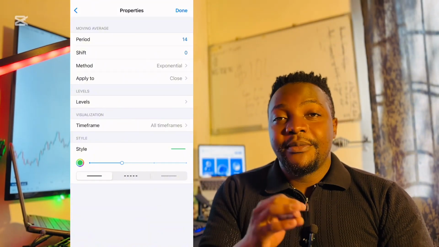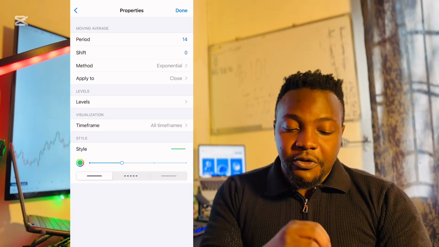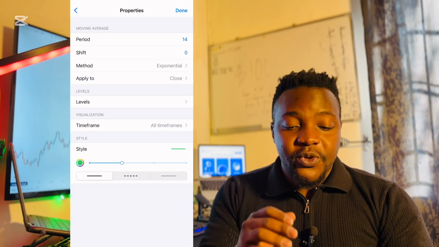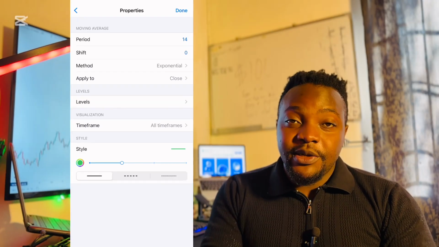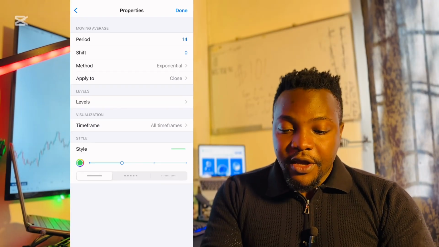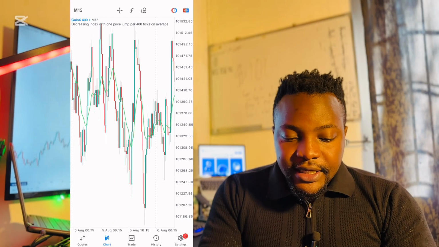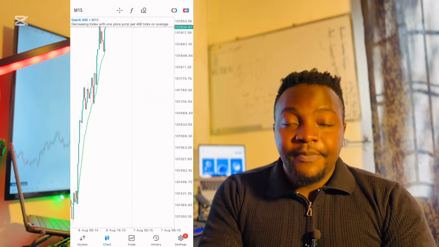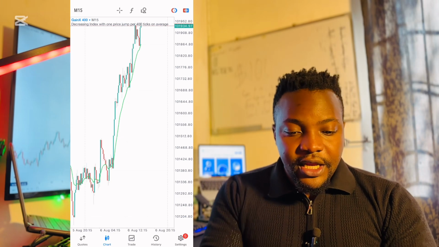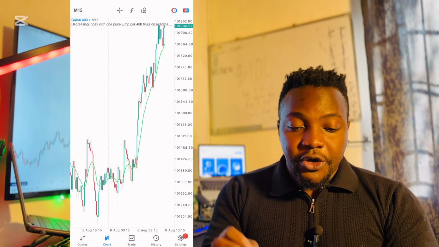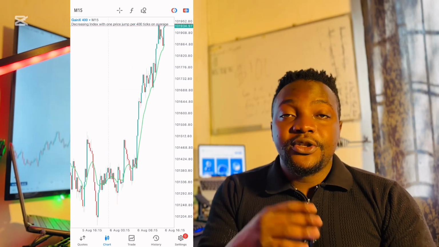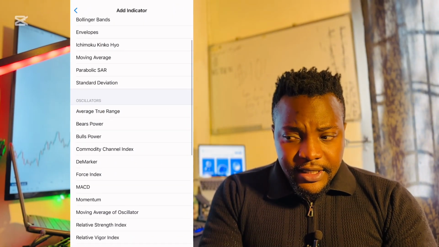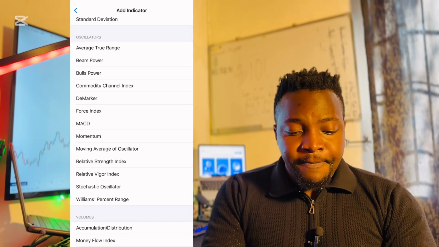Please try and follow the same colors that I'm using so that you don't get confused when I start referring back to these colors. You can later on customize once you are comfortable with the strategy yourself. Okay, so once you're done, you simply click done, and as you can see, we now have that green line that's running across our chart. That line is going to be very essential for us very soon, and I'm going to show you how exactly to use it.